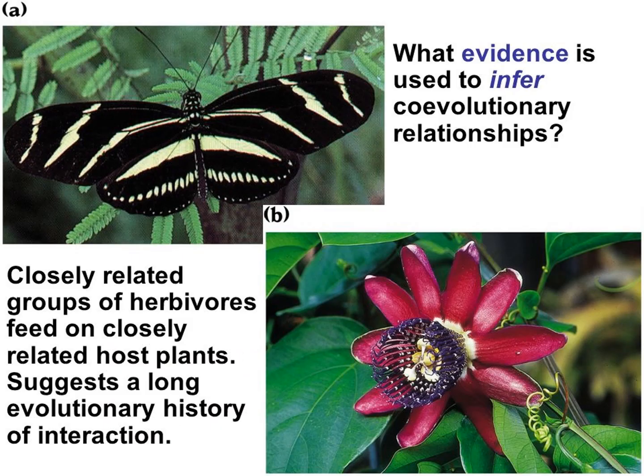So, what evidence do we use to infer co-evolutionary relationships when we're looking at various species and their behaviors out in the wild? Essentially, insects and herbivores are a really great way to look at co-evolutionary relationships, because we know that closely related groups of herbivores, in terms of taxonomy, feed on closely related host plants, right? So this really suggests that there's a long evolutionary history of interaction between these species.